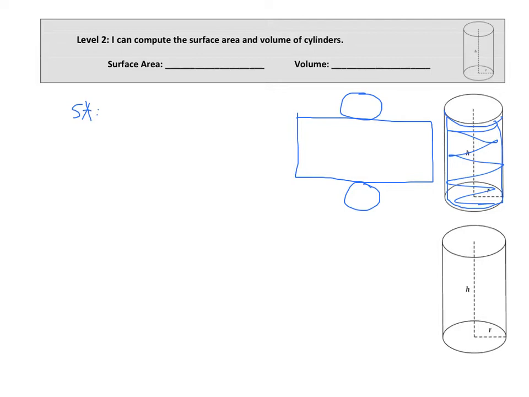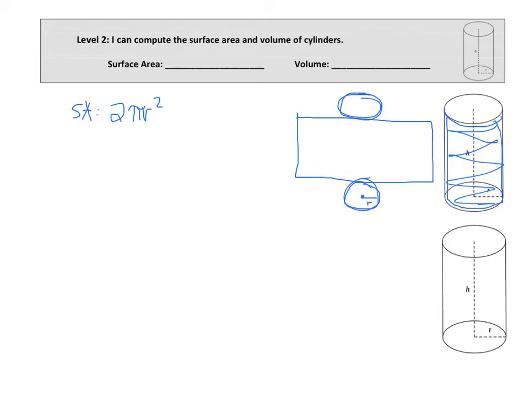So to find the formula for the area of the two circles would be pi r squared, and we have two of them, so 2 pi r squared. That accounts for the top circle and the bottom circle.